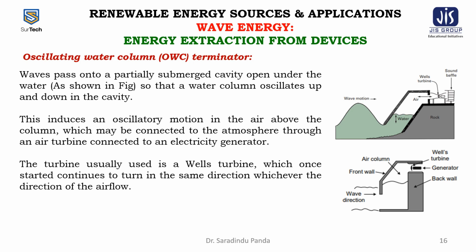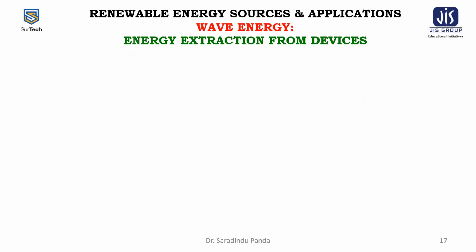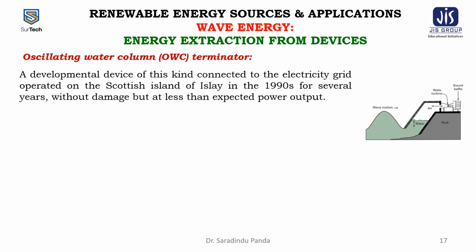The turbine usually used is a Wells turbine, which once started continues to turn in the same direction whichever the direction of the airflow. Therefore, the generation continues without a break, but with varying power amplitude. A developmental device of this kind connected to the electricity grid operated on the Scottish island of Islay in the 1990s for several years without damage, but at less than the expected power output.